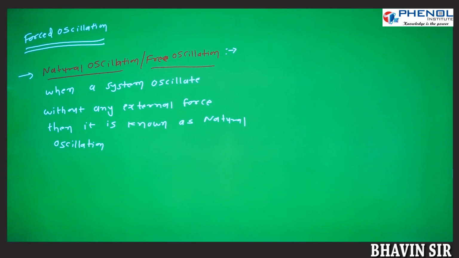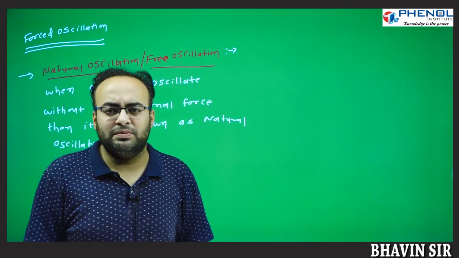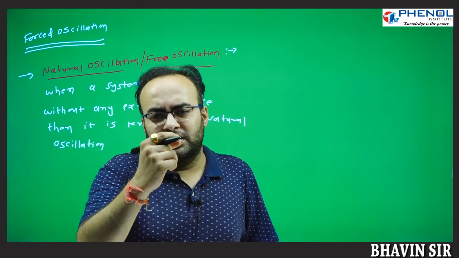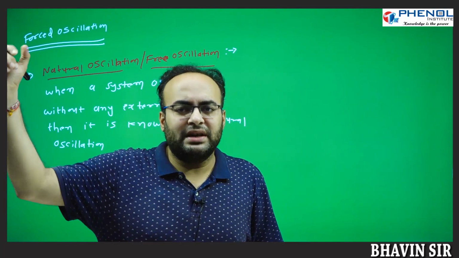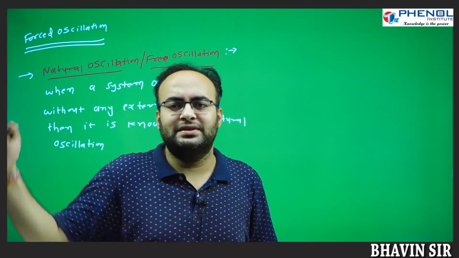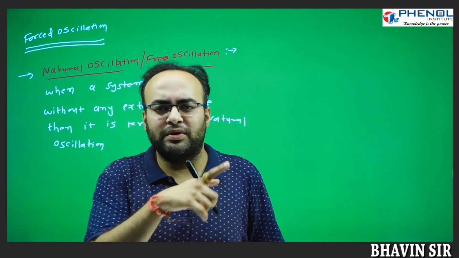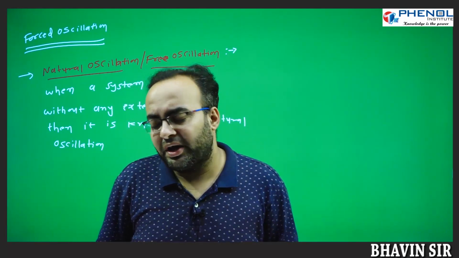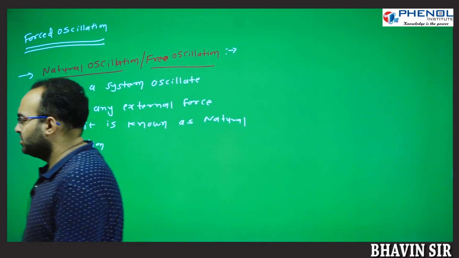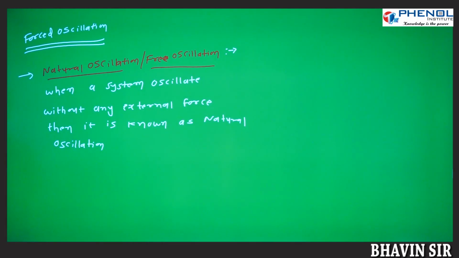And the frequency is known as natural angular frequency. See students, suppose we extend the pendulum and then release, then the oscillation is what? Natural oscillation, because it oscillates without any external force. So that type of oscillation is natural oscillation or free oscillation.